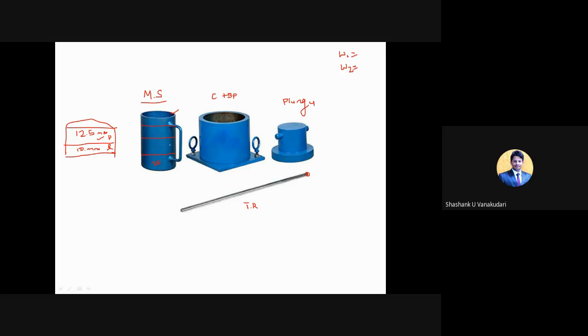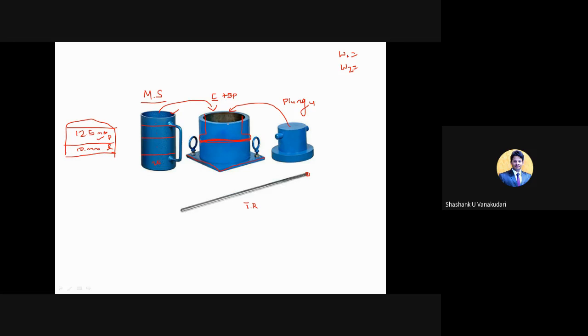Once you have measured this, you need to place the entire aggregates in this cylinder which consists of the base plate. Approximately it will come up to here. Now on top of that you need to place this plunger. It will be in this shape, and it fits here like this.